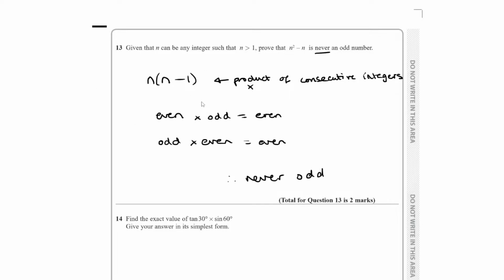I do have a video on it, which I think you might find helpful. I've linked it in the description anyway. Have a look at that video at some other point, because it's just by figuring out what these numbers mean. n could be anything, but then n minus 1 is 1 before that. So that's consecutive. What does that mean? It means one's odd, one is even. You're piecing these things together.